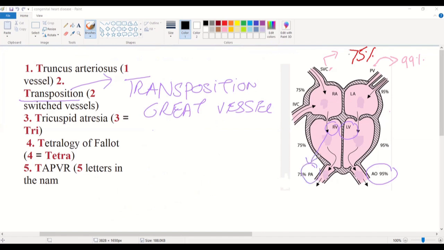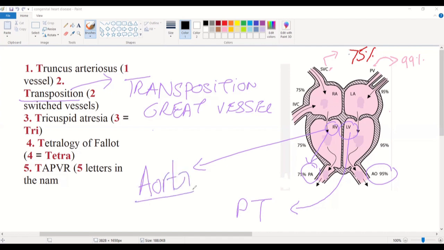But in transposition, what happens? The aorta comes from the right ventricle, and the left ventricle gives rise to the pulmonary trunk. The right ventricle gives rise to the aorta, right?